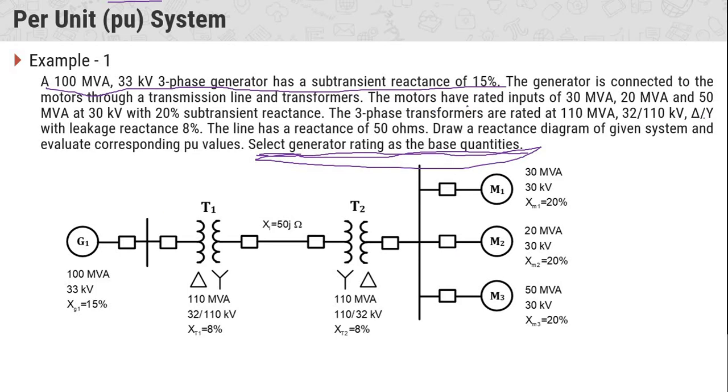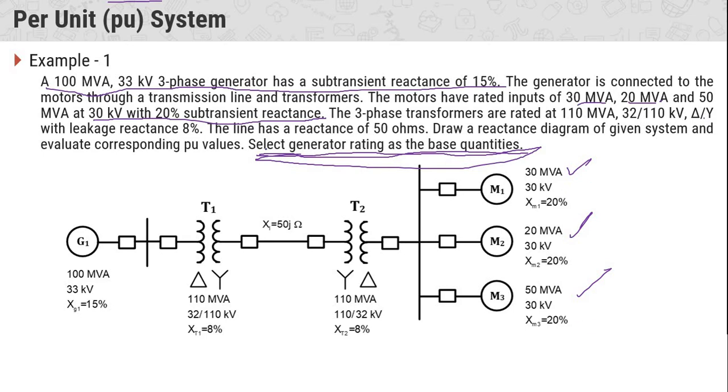And now the rating of the motors is given. The first motor rating is 30 MVA, second is 20 MVA and the third is 50 MVA. So 30, 20 and 50. Now the voltage rating and the sub-transient reactance are the same for all 3 motors: 30 kV, 20% sub-transient reactance. Now this is the data for the motors.